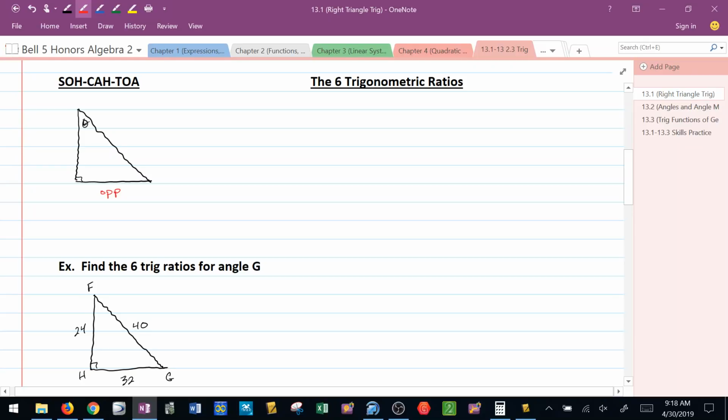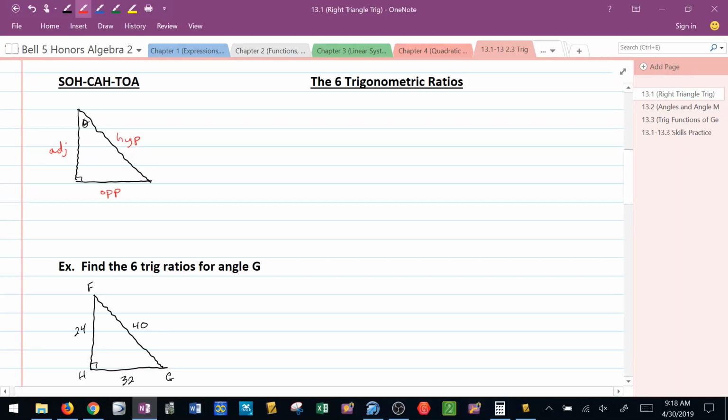I know the side directly across from the right angle is known as the hypotenuse. And I know this other side right here that's right next to theta is known as the adjacent side. So I wrote in there the abbreviation. Now, there are 6 basic trigonometric ratios. 3 that you should know, 3 that you may not know, but they're pretty simple in the case of they are reciprocals of what we are given.